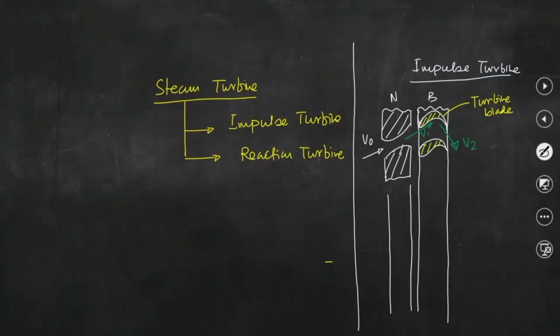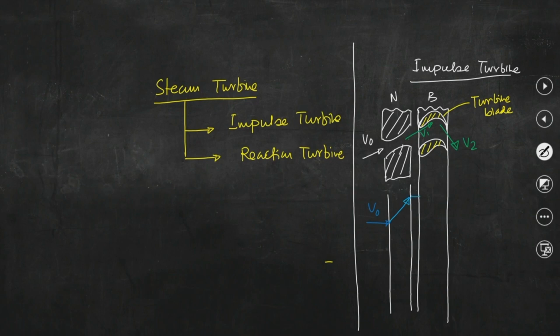So, if we try to draw the pressure and velocity, you know that if we consider this V naught, this velocity is now increasing to V1.